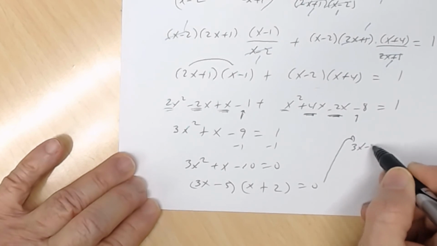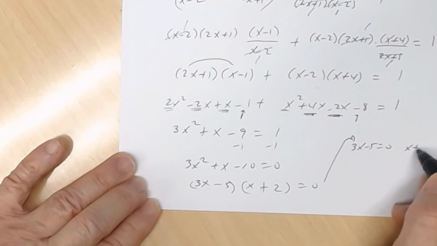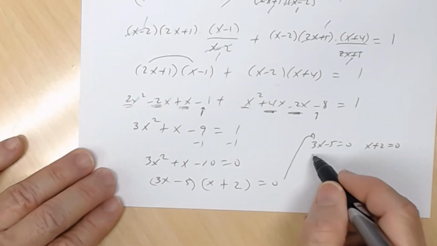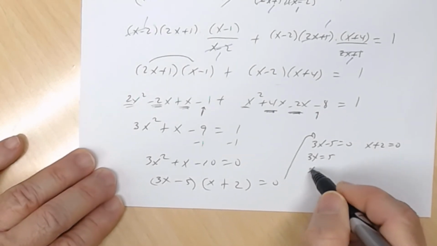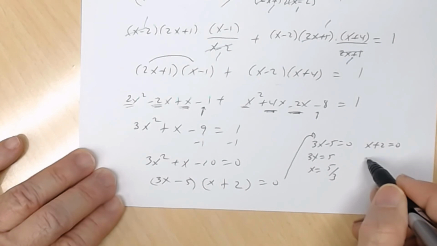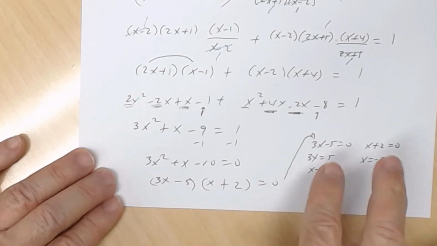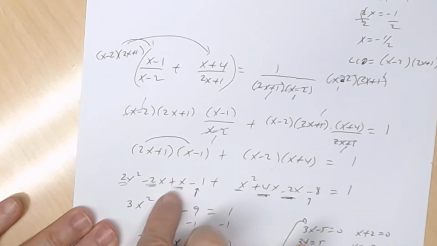So now I'm going to set each factor equal to 0. So 3x minus 5 equals 0. x plus 2 equals 0. And then I solve each equation. So 3x equals 5. So x is 5/3. x here is negative 2. So those are my potential solutions. So those are solutions to the quadratic equation.